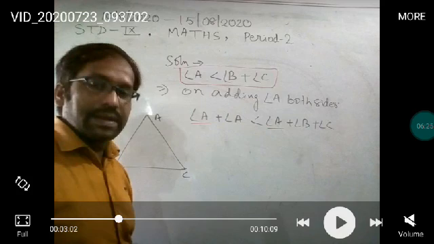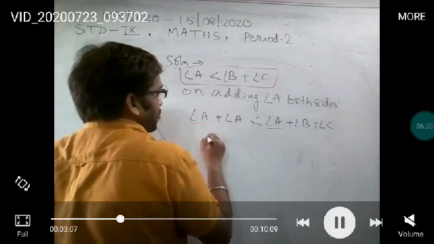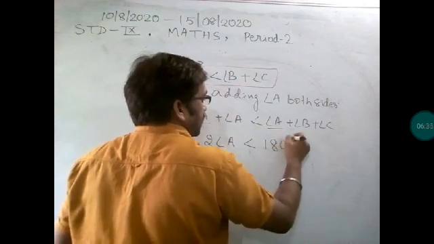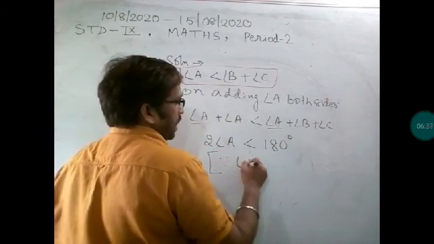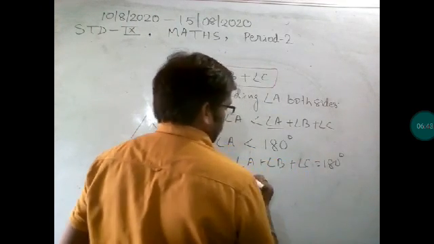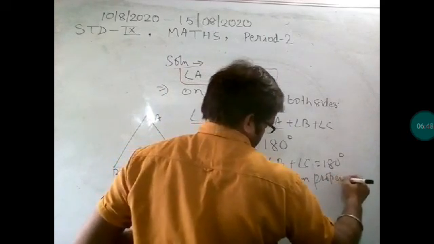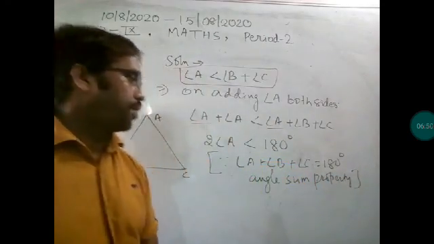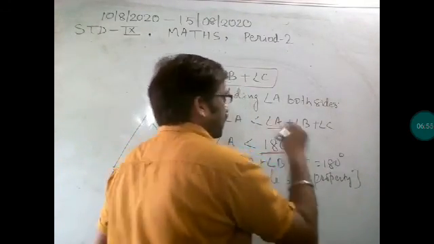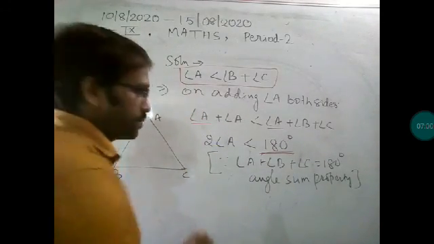Now let us see what I have done here. Twice angle A is less than 180 degree. Clear? That means angle A is less than 90 degree. Why 180? Because angle A plus angle B plus angle C, I have explained already, will be equal to 180 degree. So twice angle A is less than 180 degree, that means angle A alone is less than 90 degree, as 180 by 2 comes to 90.